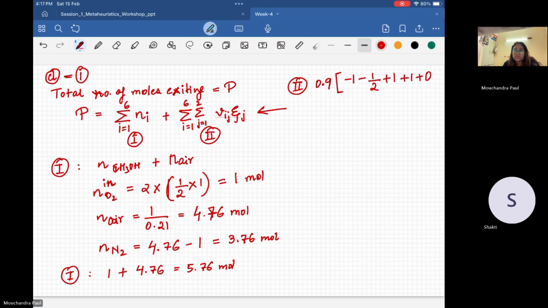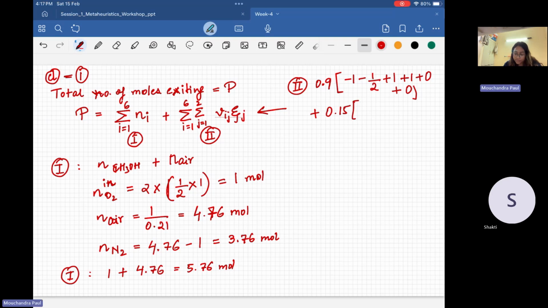And there is CO as well in the species, total number of species. For that as well, the stoichiometric coefficient will be 0. Plus, for reaction 2, the extent of reaction was 0.15.